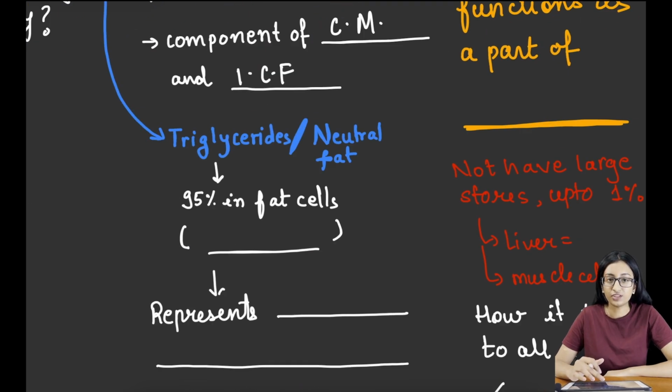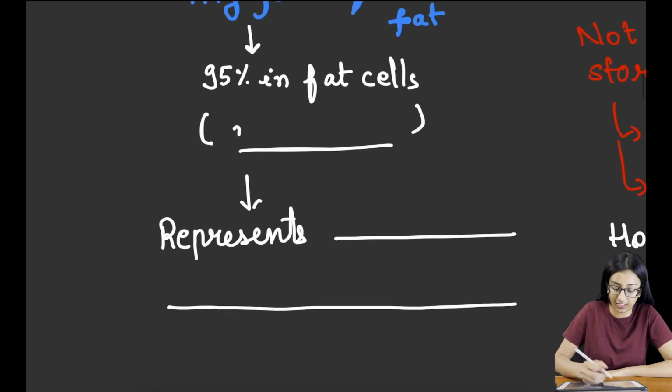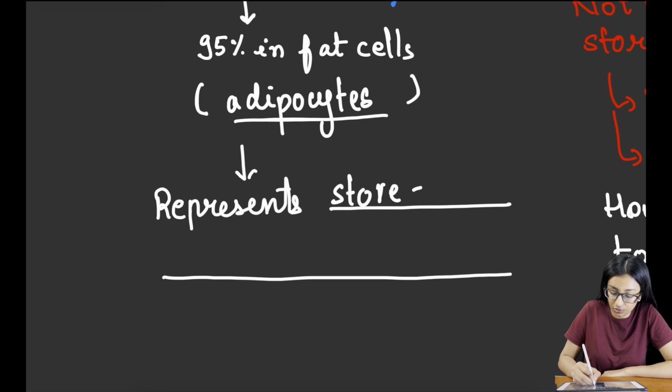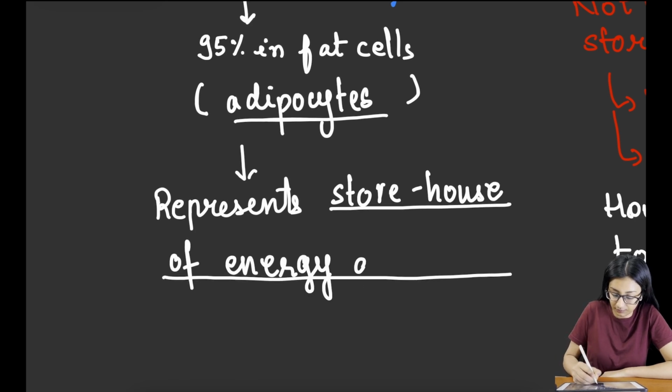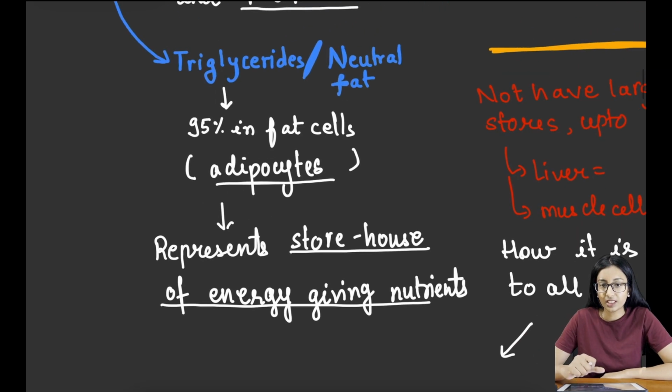Another component will be the triglycerides. Triglycerides, also known as neutral fat, are present in almost 95% in the fat cells, which are also known as adipocytes. They represent the storehouse of energy giving nutrients. Why do we say them as energy giving nutrients? Well, because sometimes we are on fasting, we do not get glucose. So our body uses fat. The fat which is present inside the cell is triglyceride.